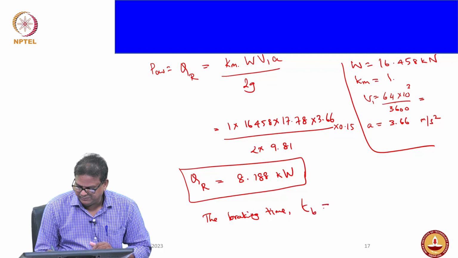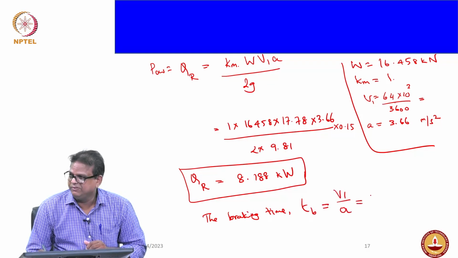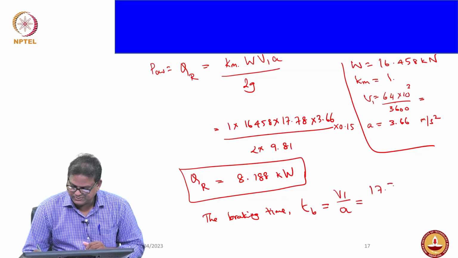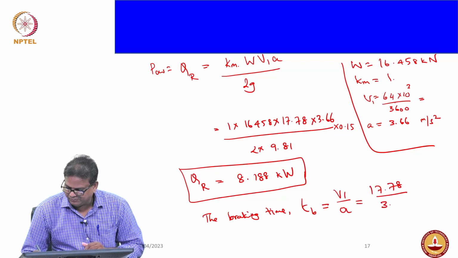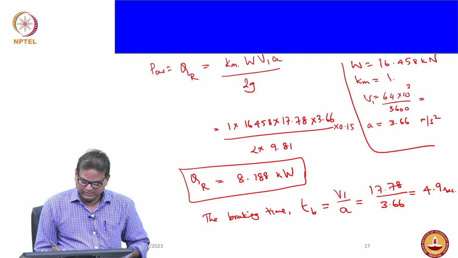What is the braking time TB? It is V1 by A, right? So 17.78 divided by 3.66 should give me 4.9 seconds, right.